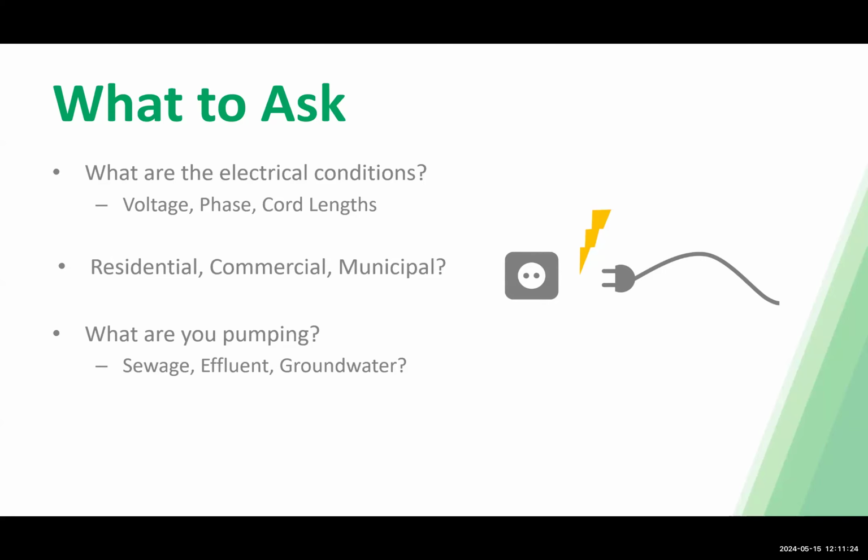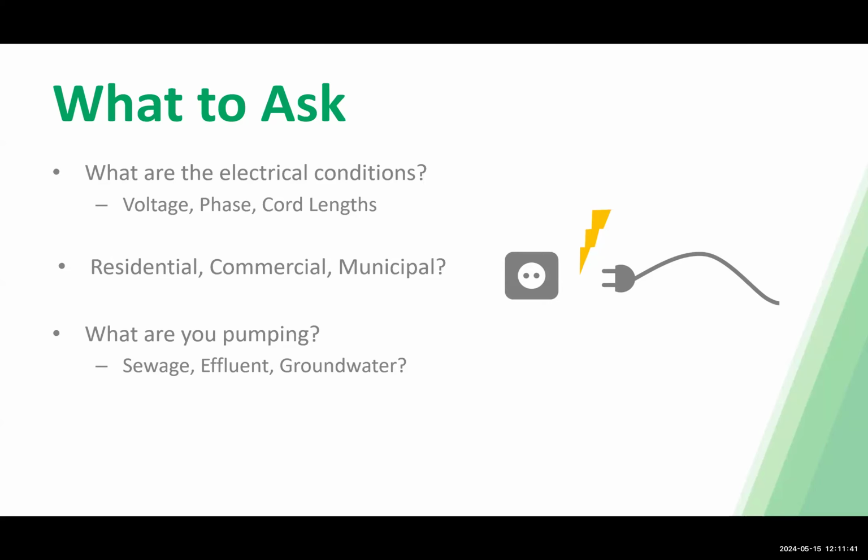You need to know if you're using a junction box or not. That will also determine your cord length. However, I always recommend to not use a junction box, to instead have a direct connection to your control panel, mainly because you're just introducing another failure point into your system when you use a junction box.